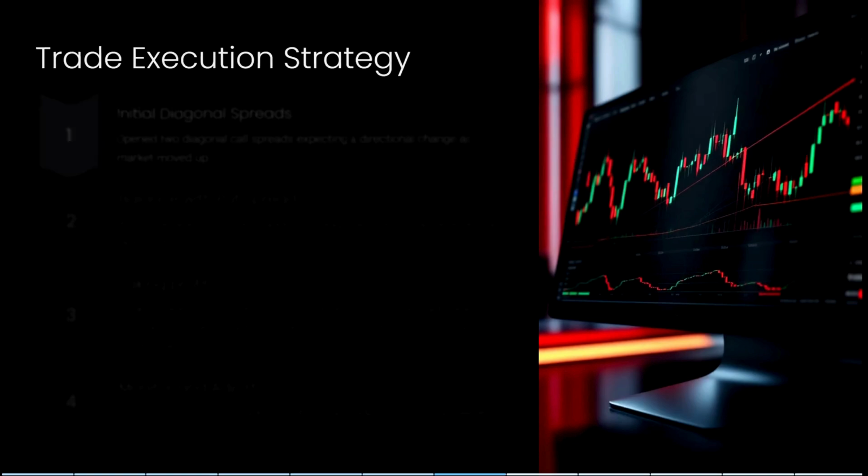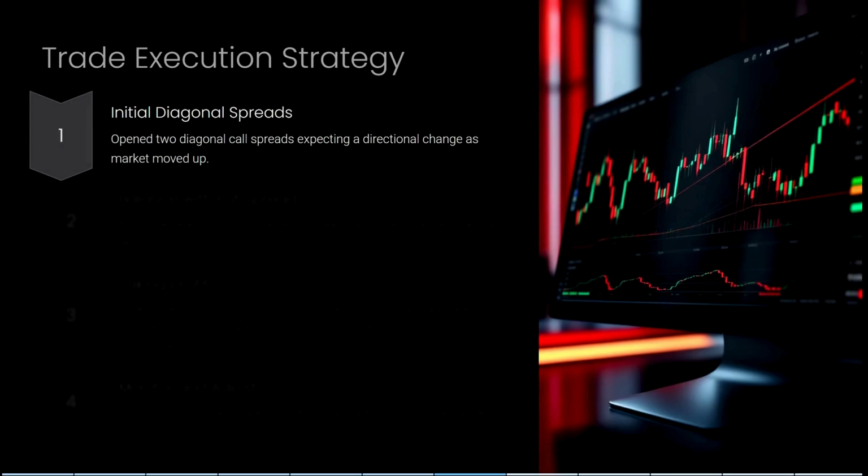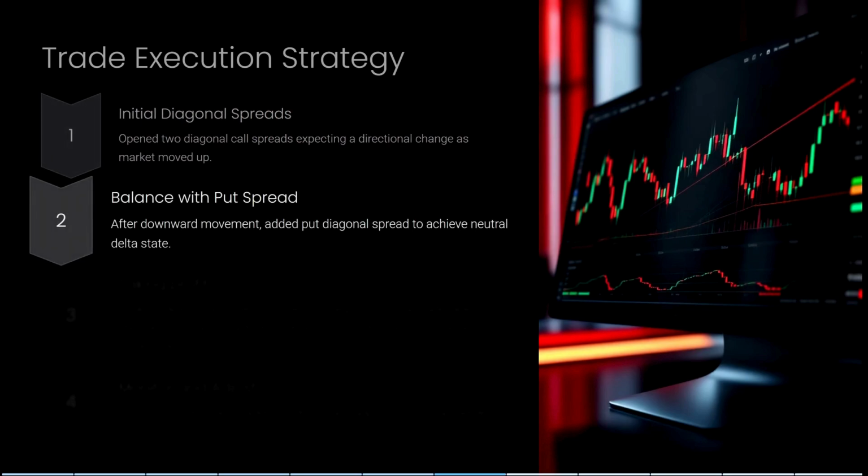In this specific trade, I have opened two diagonal call spreads at the start because the market was constantly moving up and I was expecting a change in direction soon. After the down move finally, I have opened the put diagonal spread and the trade was put into neutral delta state.